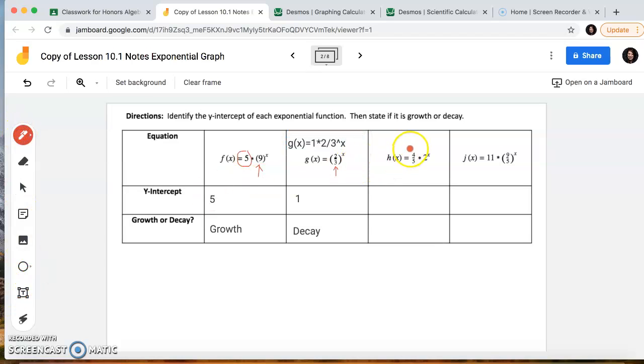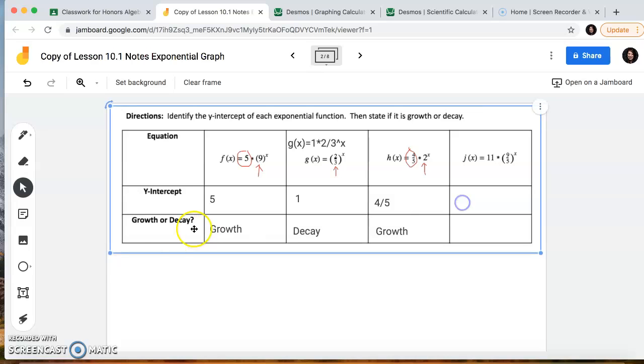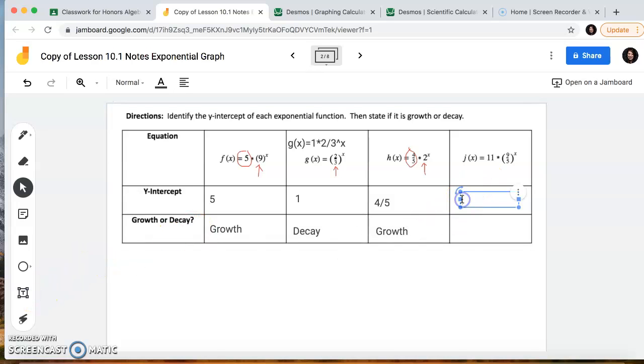For the next problem, 4 over 5 is our y-intercept. And then 2 is the b value, and that is greater than 1. So that is going to be growth. For the next problem, 11 is our y-intercept. And then 9 over 5 is the b value. 9 over 5 is actually greater than 1. And so that is going to also be growth.